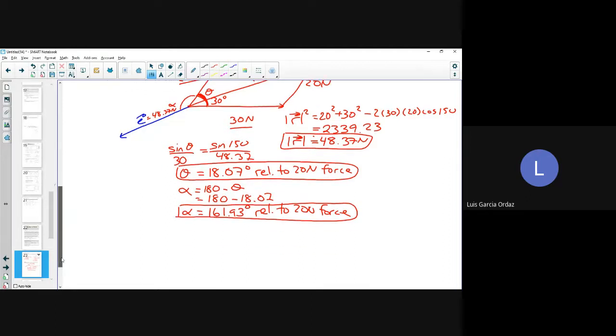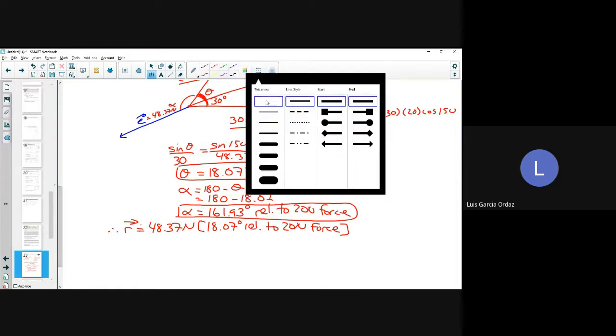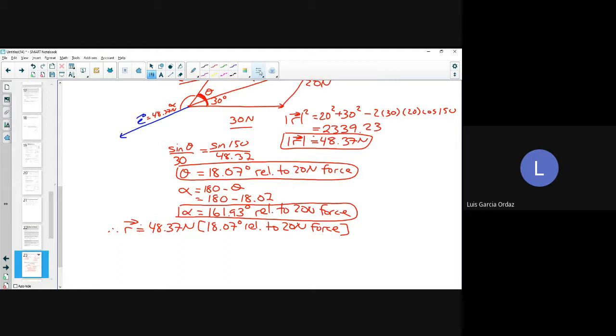Okay, so my resultant vector would be like this. Therefore, my resultant is approximately 48.37 Newtons, at 18.07 degrees relative to a 20 Newton force. My equilibrant is acting in the opposite direction, which means it's acting on that bigger angle that we found. So I got my equilibrant is equal to 48.37 Newtons, which is 161.93 degrees relative to my 20 Newton force.